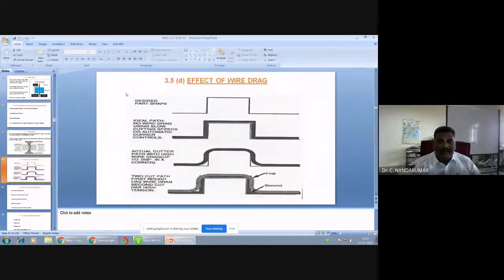So the effect of wire drag. The desired part shape is this one. The ideal path has no wire drag, using slow cutting speed or an automatic corner cutter. So it is a perfect one. If it is not perfect, if the wire is loosened, then the wire will go like this, and the machining will happen like this. So it is called a failure.